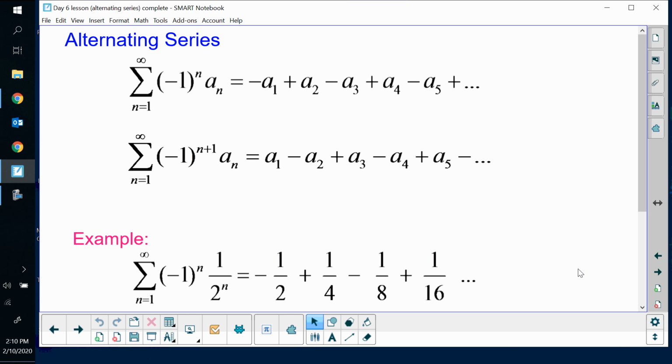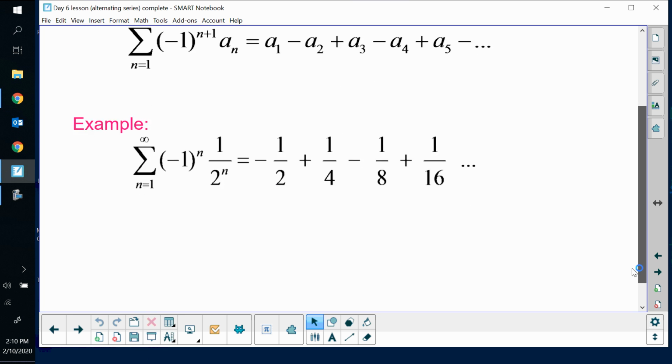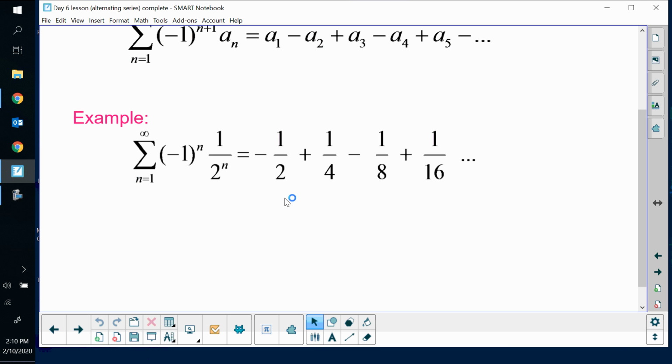Now, another way you could get an alternating series is if you have a cosine. Say you had cos(pi x). Well, cos of 1 pi would be -1, but cos of 2 pi would be +1. Cos of 3 pi would be -1. So that can be used to generate an alternating series as well. So just keep that in mind. So here's an example of an actual alternating series.